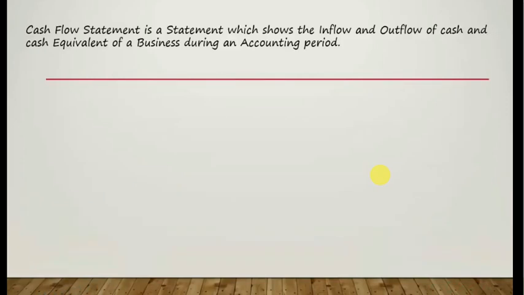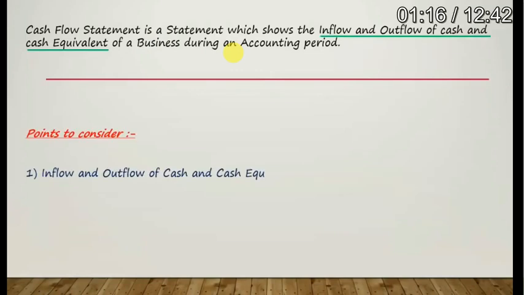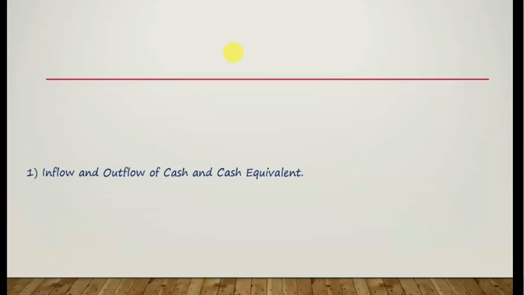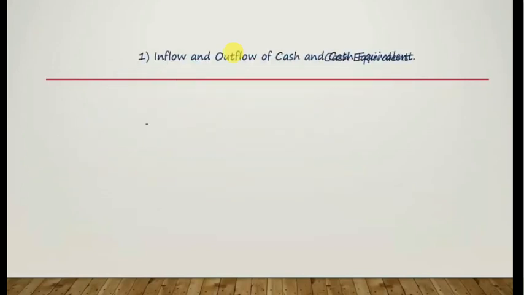To make this very simple, we could say that a cash flow statement is a statement which shows the inflow and outflow of cash and cash equivalents of a business during an accounting period. We will talk about the equivalents later on. The period could be 6 months, 3 months, or 1 year. That could differ, right? The point is that we have to know the cash inflow and outflow and the cash equivalents, which are in the cash flow statement.